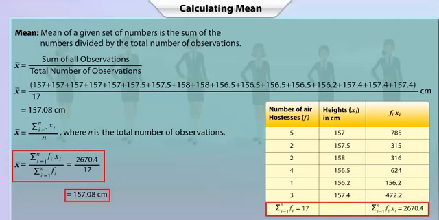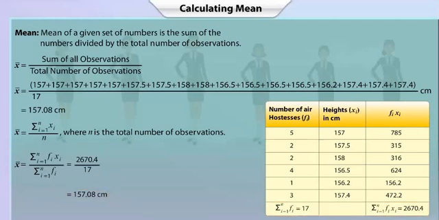Then, we add these products together and divide the sum by the total number of observations. Hence, the formula gets modified to the summation of the product of fi, which is the frequency, and xi, which is the height, divided by the total number of observations.